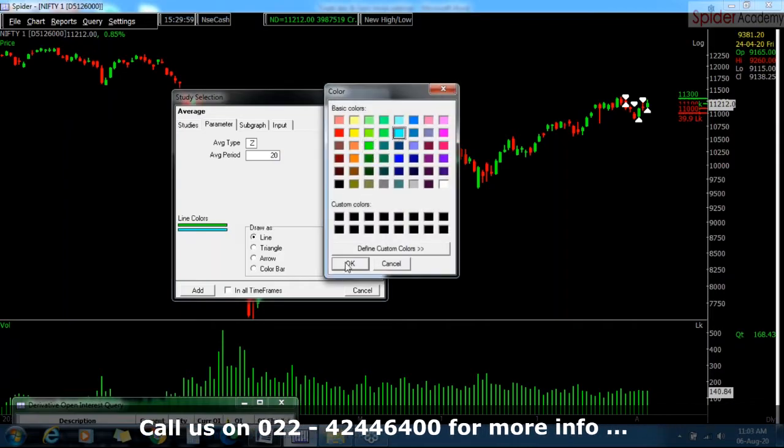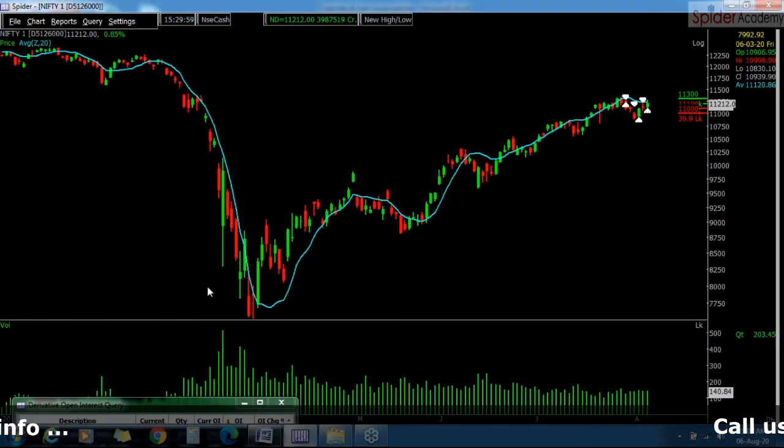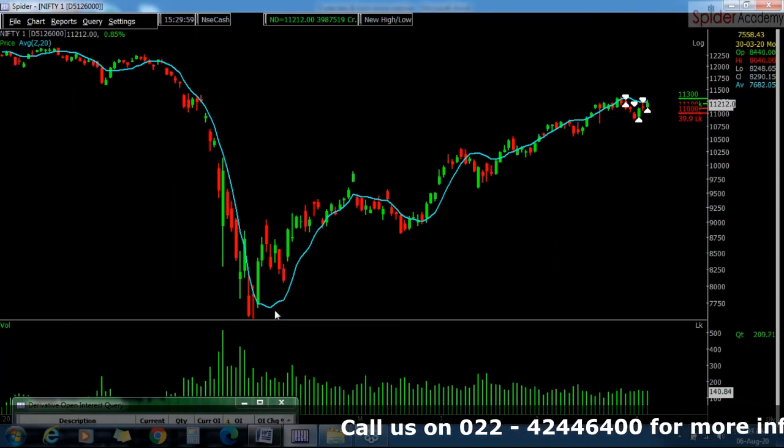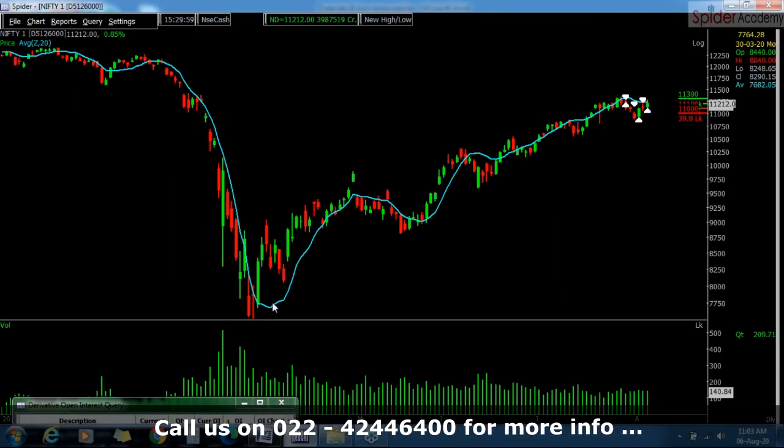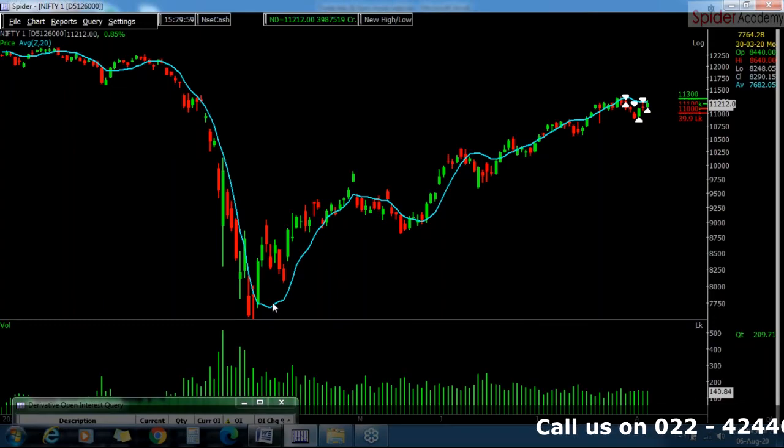Now we will click on all time frames so that the average is plotted on all time frames, and then I click on add. So as we can see here, the zero lag moving average has been plotted. As I said, this zero lag moving average is an exponential moving average, so we will also plot the same parameters with the exponential moving average.